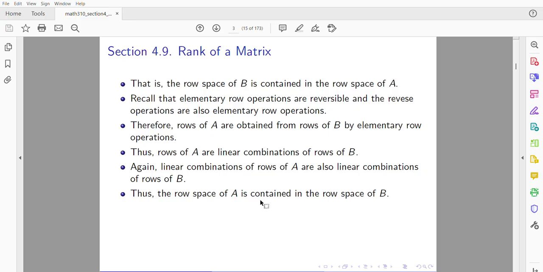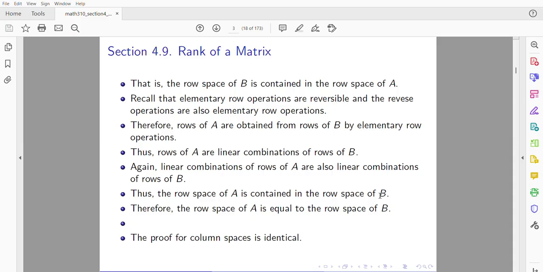So notice, the row space of B is contained in the row space of A, and the row space of A is contained in the row space of B. The only way this is possible is if they are both equal. One is contained in the other and the other contained back in the first. The only way this can happen is that they are equal. The proof for column spaces is identical. It's the same argument. Instead of elementary row operations, you use elementary column operations.